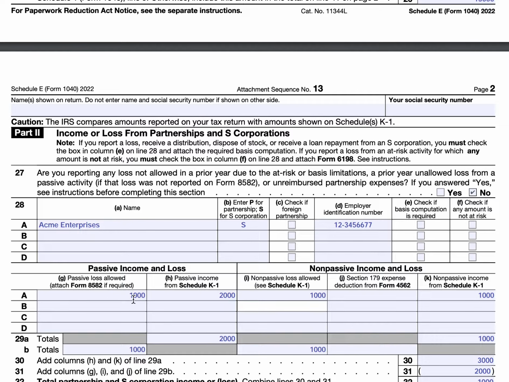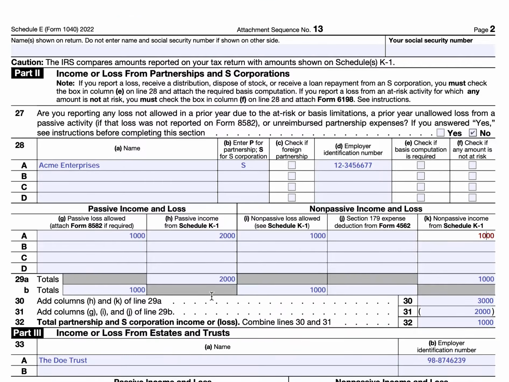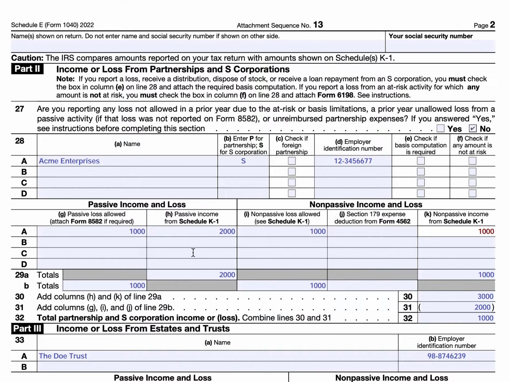We've entered $1,000 of passive loss allowed that he's also filing IRS Form 8582 to report. He's got passive income of $2,000 from his Schedule K1. He's also got a non-passive loss allowed of $1,000 from his Schedule K1, and that will offset his non-passive income. So these two will offset. His passive income exceeds his passive loss here in column G, but realistically we're going to net these together.